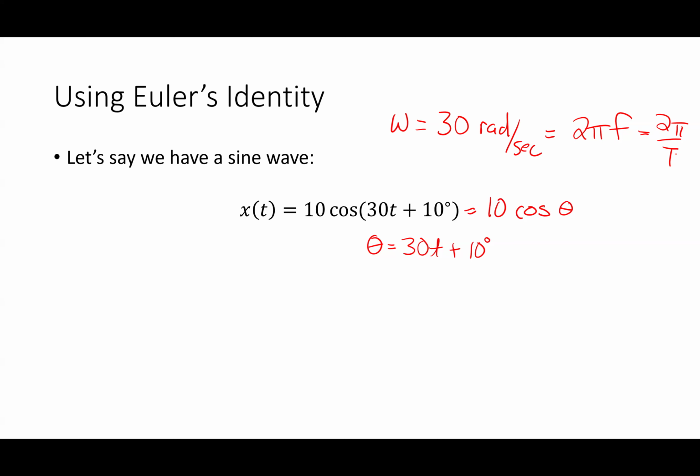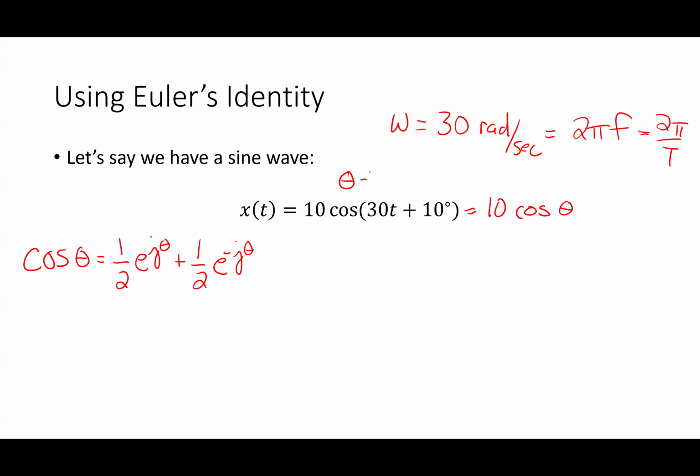I want to get that into complex exponential form. How would I do that? Well, just write down what we know, because this is the very last problem on the homework. Cosine theta is 1/2 e to the j theta plus 1/2 e to the negative j theta. So help me out with that. 10 cosine theta was this guy. I'll put my theta up here. Theta is 30t plus 10 degrees.